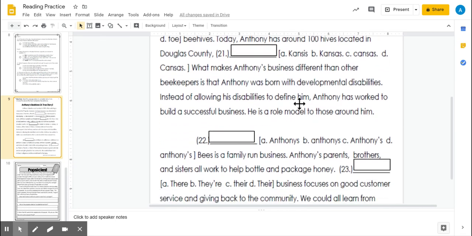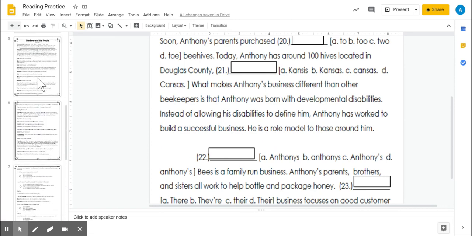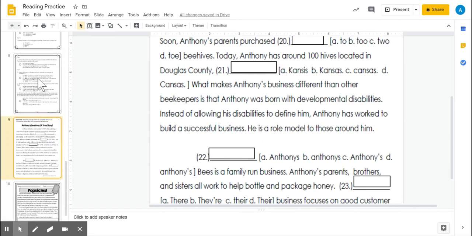And then you just have a couple more to do. So again, you're finishing that play. So you're doing slides 5 through 9 today.